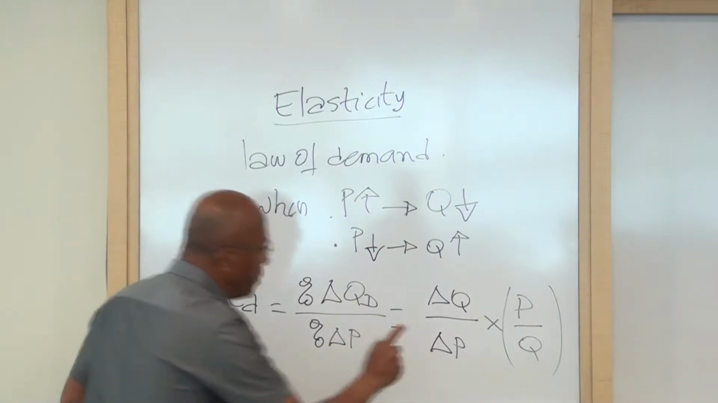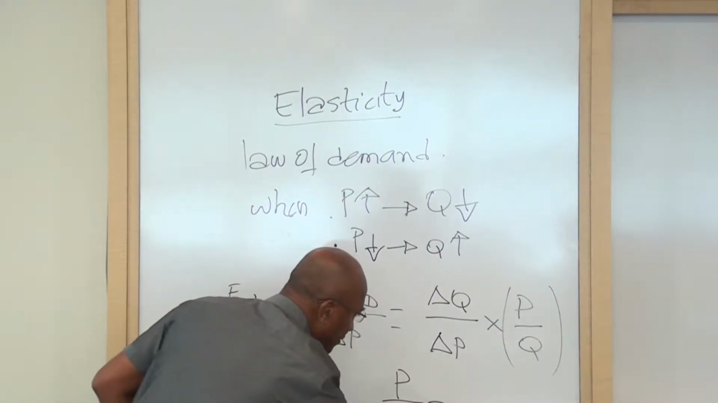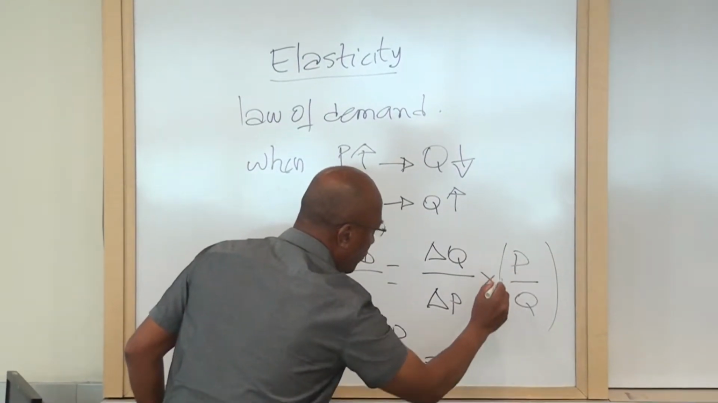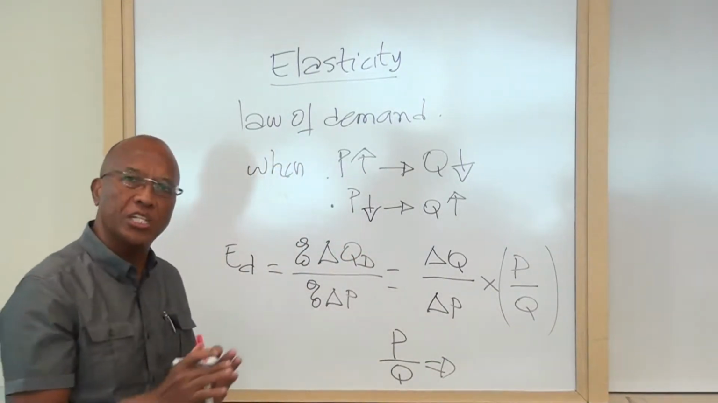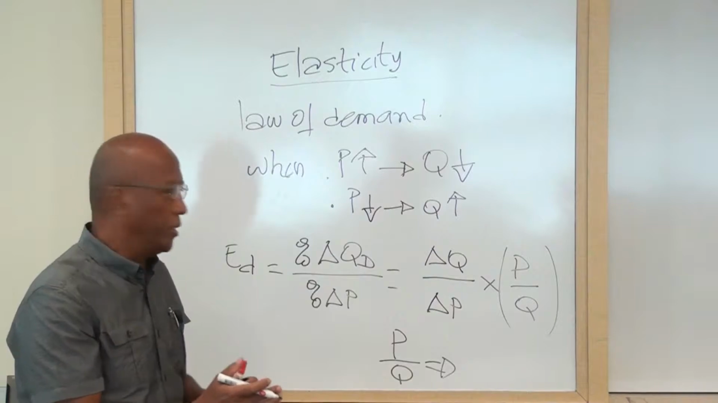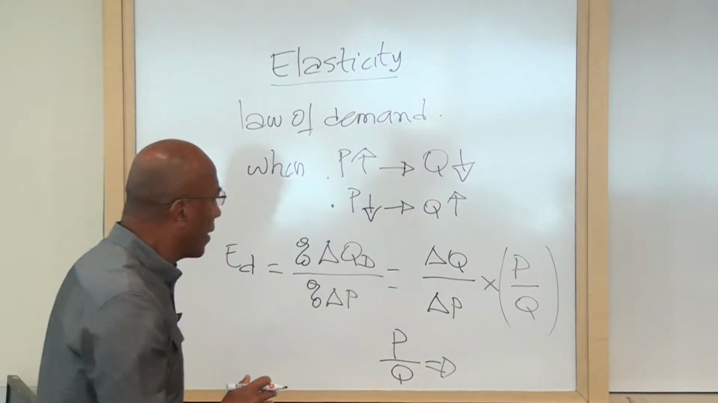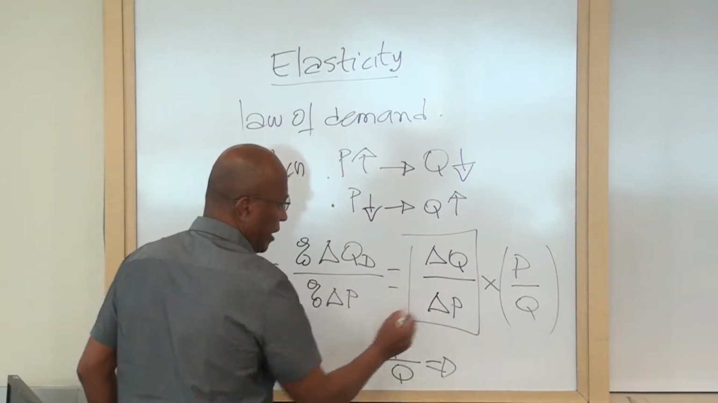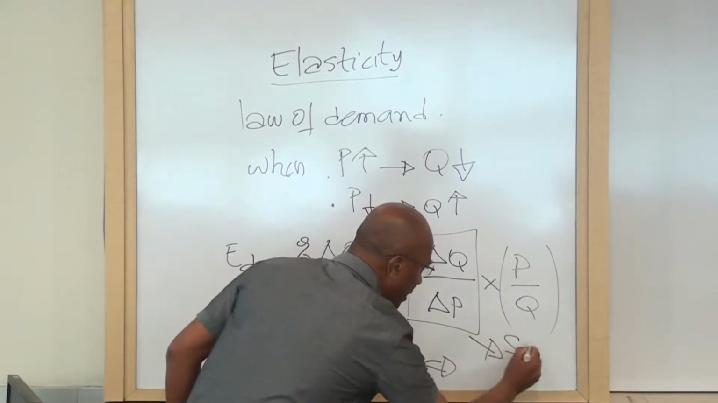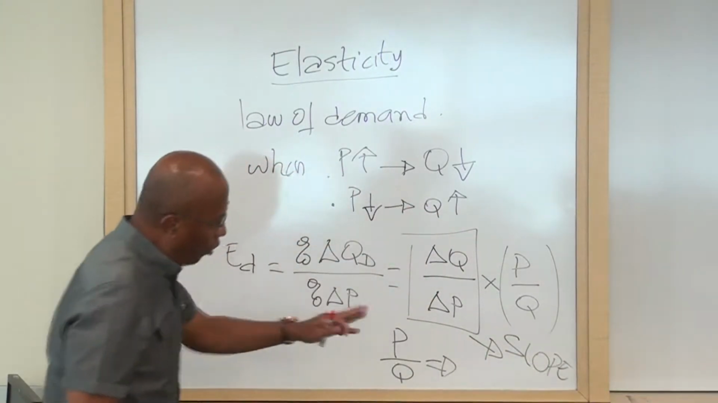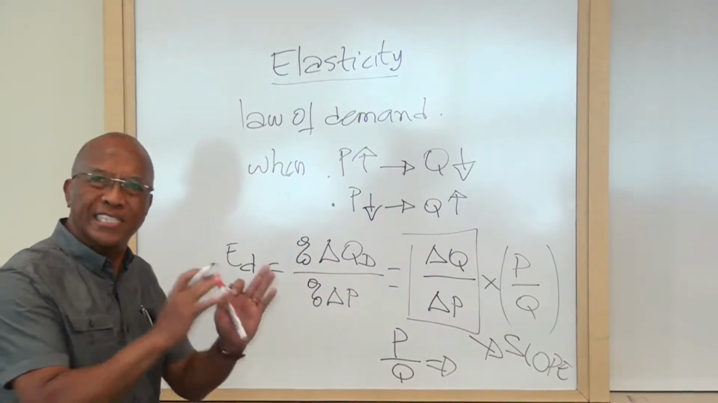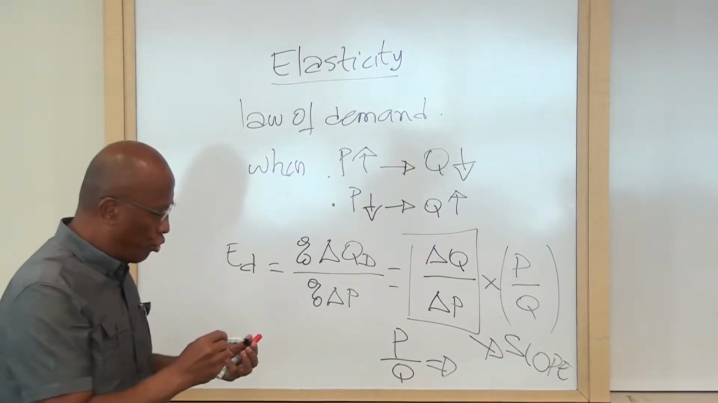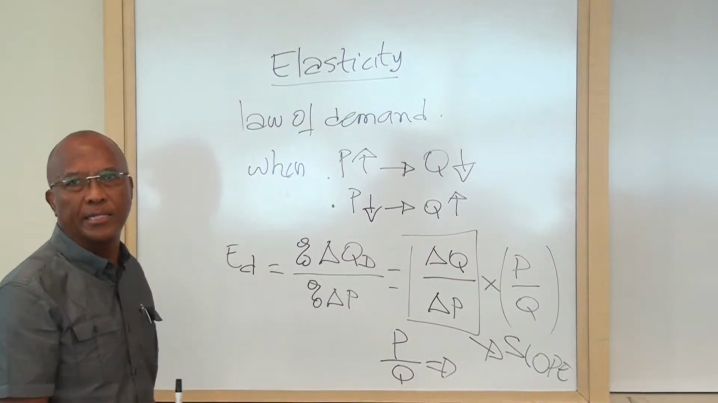Why is that? Because P over Q gives us the ratio of price over the quantity. That means that if there is any change in price, there might be also a change in quantity and the other way around as well. All right, so the other part is the change of quantity divided by change in price, which we call the slope. This slope is the one that is making sense of the elasticity. Now, I would like to draw a graph of elasticity.